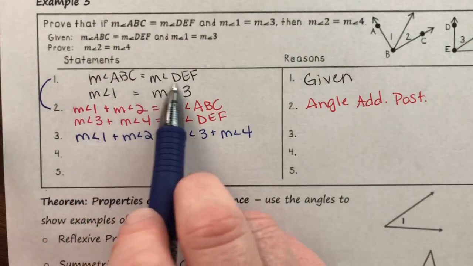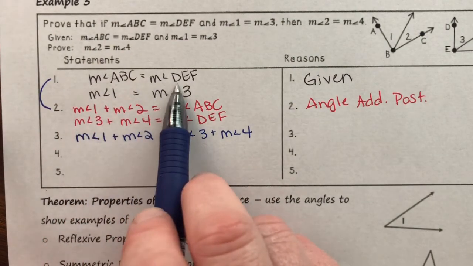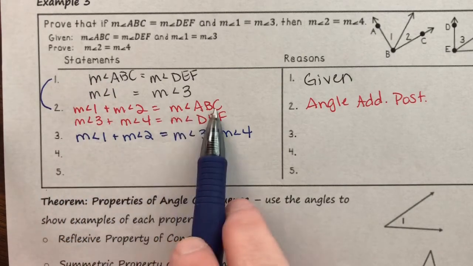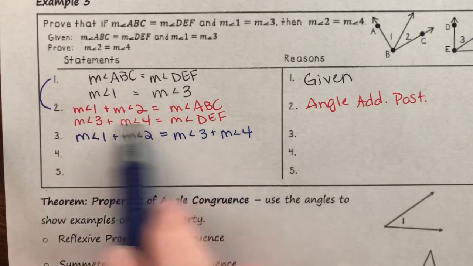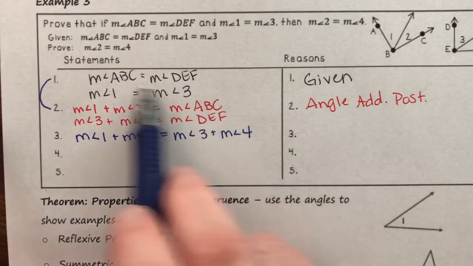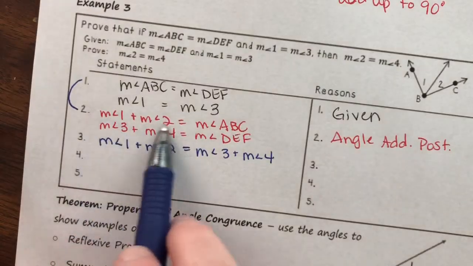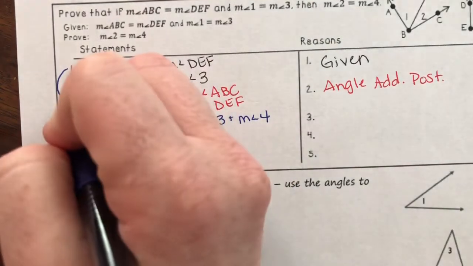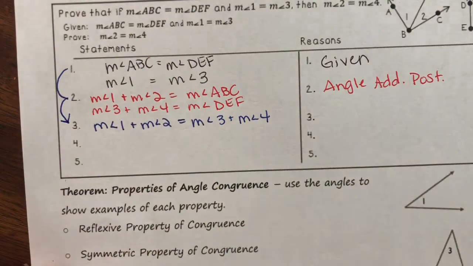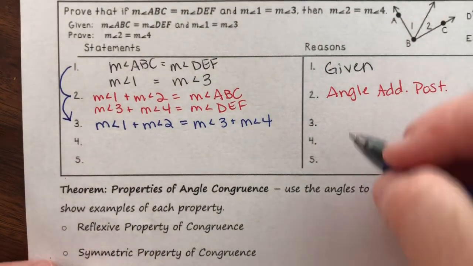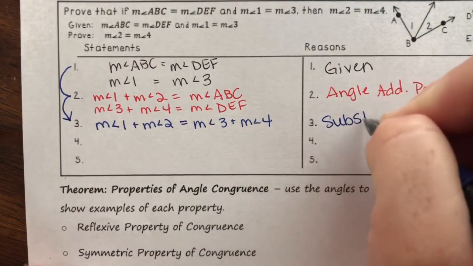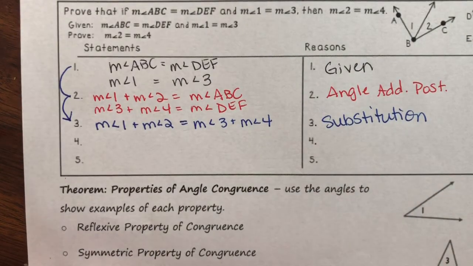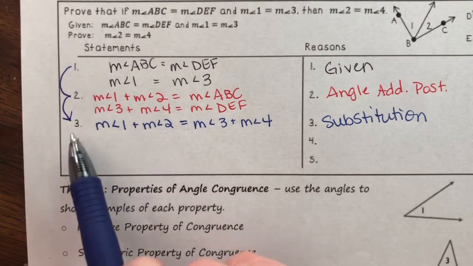The top line in step 1 says that ABC is equal to DEF. And then in step 2, I said what ABC is also equal to and what DEF is also equal to. So I'm just replacing ABC with what ABC is equal to, and I'm replacing DEF with what DEF is equal to in step 3. So all that was substitution. I just replaced a value with what it's equal to. I combined steps 1 and 2 and got step 3.